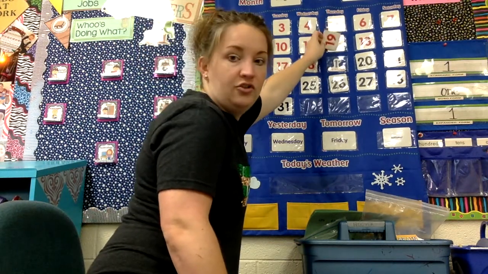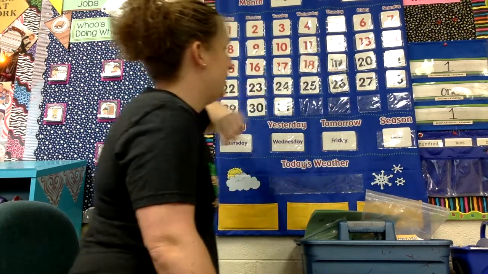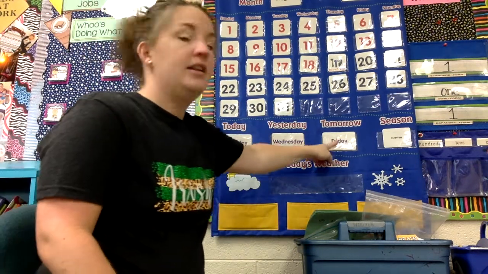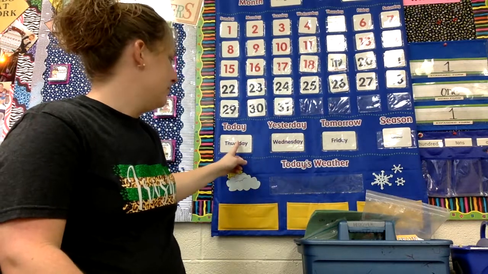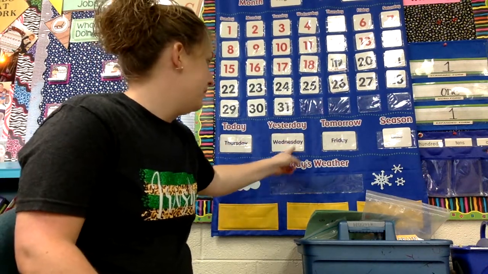So the 19th she'd flip to red because that's the first day of school or whatever day it is. If it's the 23rd, you flip it to red. And you're going to flip these to the right days. So if it's Monday, you're going to say today's Monday. Right now, today's Thursday. Yesterday was Wednesday. Tomorrow's Friday.